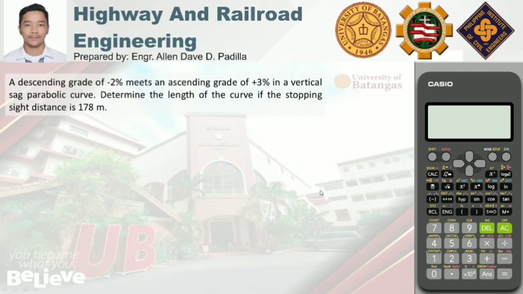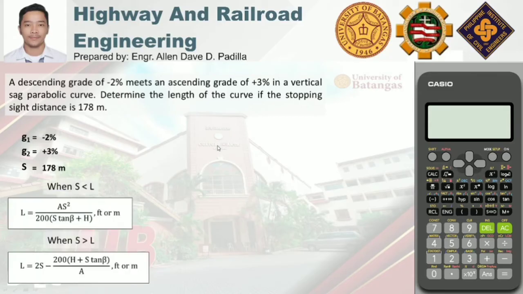Next, a descending grade of negative 2% meets an ascending grade of positive 3% in a vertical sag parabolic curve. Determine the length of the curve if the stopping sight distance is 178 meters. So we have G1 equal to negative 2%, G2 equal to positive 3%, and S, or the stopping sight distance, is equal to 178 meters. So ang hinahanap naman ay length ng curve. So ito yung formula na gagamitin natin.